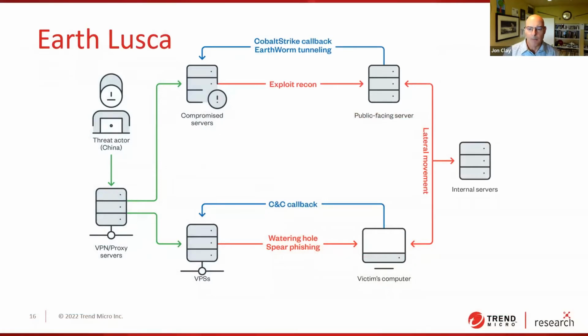So when we looked at Earth Lusca, this was an interesting group that we saw, likely an actor in China, but they're using VPN and proxy servers to get initial access into the organization. They use either compromised servers or VPS, virtual private servers, that they've secured and utilized in the attacks. And you can see they use Cobalt Strike. They use a watering hole and spear phishing attacks on the victim's computer. They use public-facing servers out there, and then they laterally move into the internal servers.